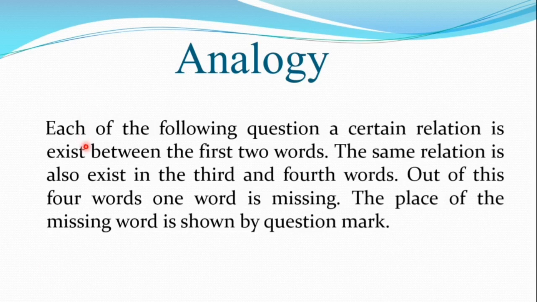Next, we will look into the analogy. In each of the following questions, a certain relation exists between the first two words. The same relation also exists between the third and fourth words. Out of these four words, one word is missing, and the place of the missing word is shown by a question mark. I hope you guys have knowledge about these types of questions, analogy. So let's look into the questions.